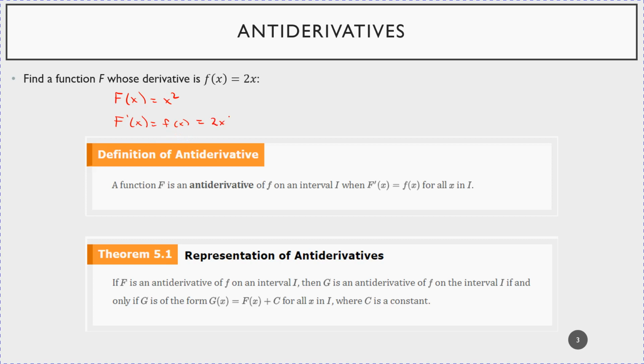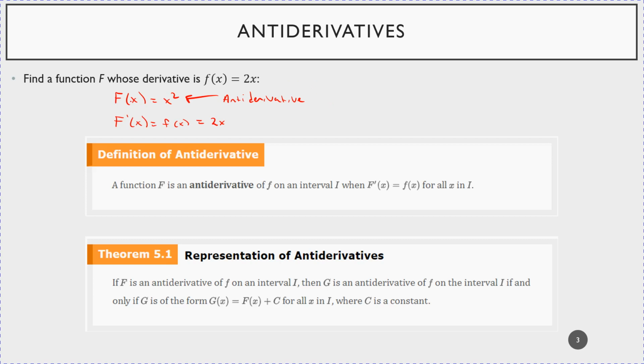This capital F is called an antiderivative. Think about it as undoing the derivative. A function capital F is an antiderivative of lowercase f on an interval I when F prime of x is equal to f of x for all x in I. And you can see this is true with this example.